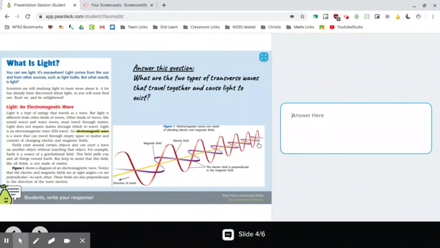Now, as you can see, the red is what they're indicating as the electric field. And in this picture, it's going up and down, where the magnetic field is going left to right. And the existence of these two types of field occurring at the same time is what is causing light to happen. And that answers the question on this slide.